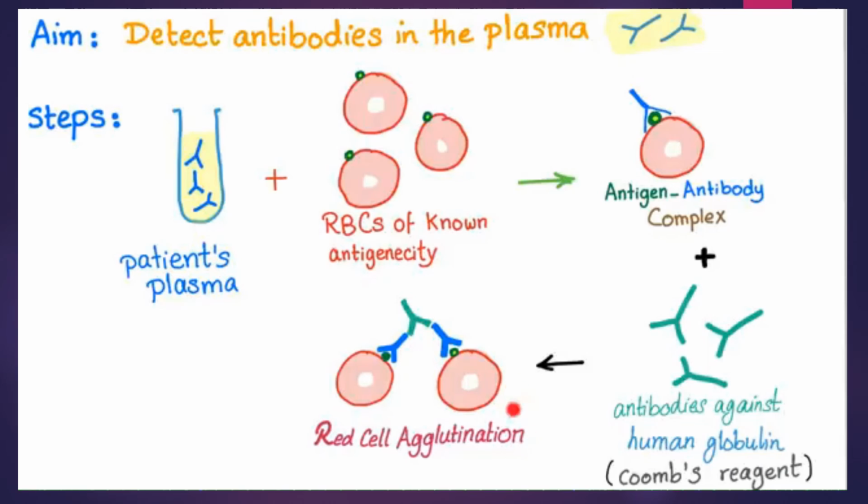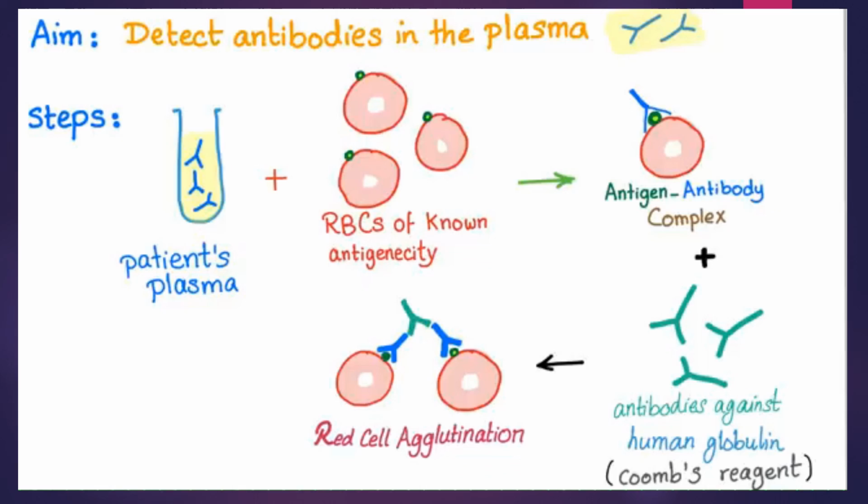They will form red cell agglutination. This clumping is visual in the test tube. When clumping occurs, it's a positive test. When it doesn't occur, it's a negative test. So that's fine. Why use indirect Coombs test?